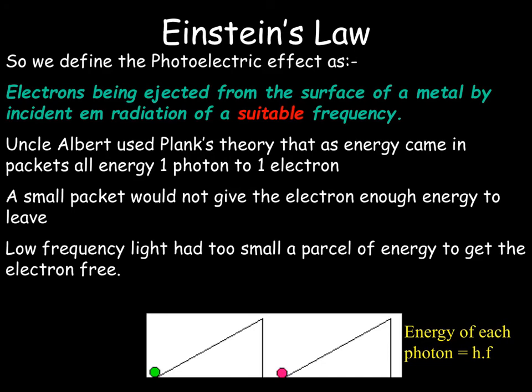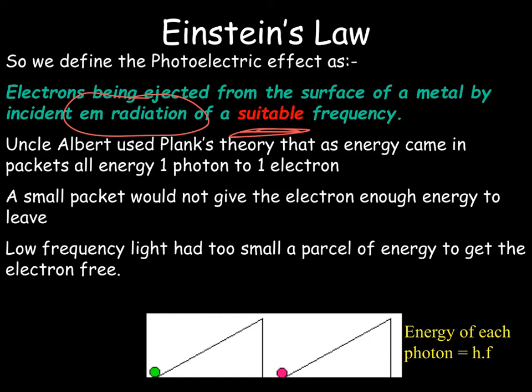Well, what is the definition? We define the photoelectric effect as electrons being ejected from the surface of a metal by incident electromagnetic radiation of a suitable frequency. You just have to remember that. And Einstein's explanation was rather simple. One electron gets hit by one photon. Every photon is a package of energy, and the size of the package is entirely due to its frequency.